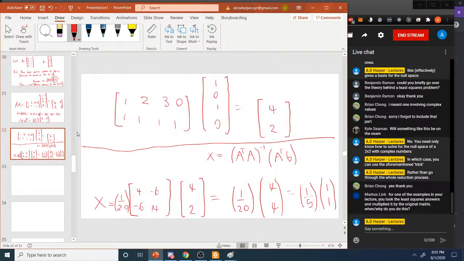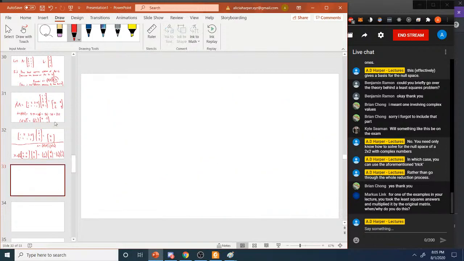Okay, so Marcus asks a question. For one of my examples in my lecture, I took the least squares answer and multiplied it by the original matrix. And he asks, when and why do we do this? Well, here's the question. Let S equal R of A.